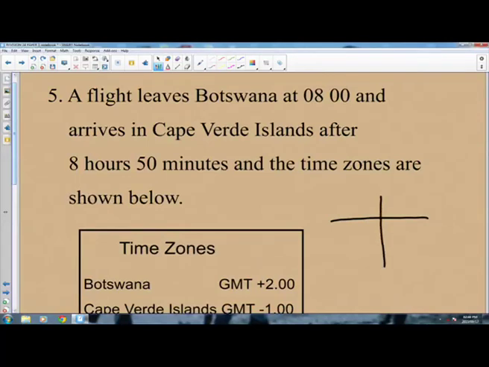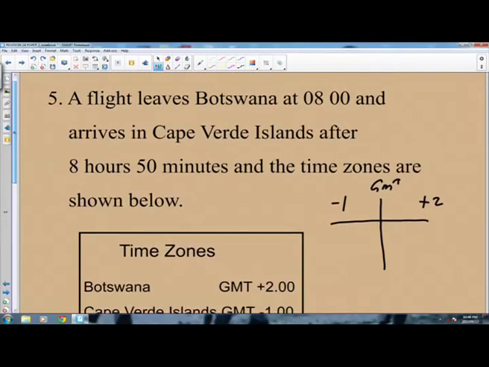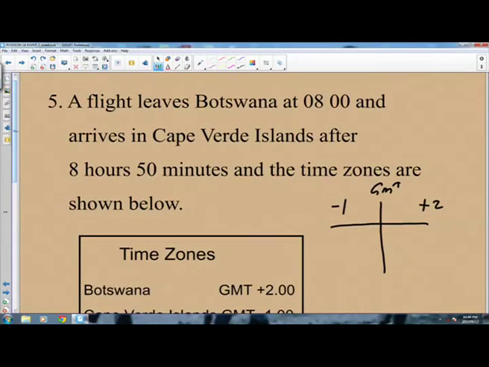If this is the Greenwich Meridian, GMT, then Botswana is 2 hours ahead, and Cape Verde is minus 1 hour, meaning it's 1 hour on this side. Therefore, the plane leaves at 0800 hours in Botswana. By the time this plane was leaving in Botswana, what was the time in Cape Verde? The time at the Greenwich Meridian was 0600, because Botswana is 2 hours ahead.